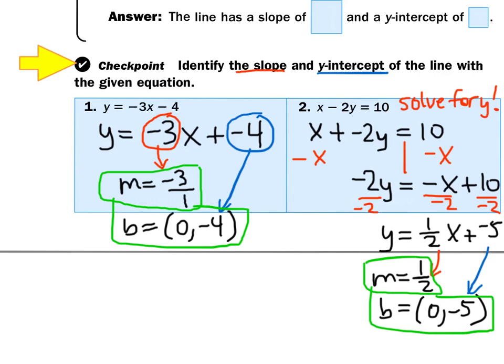And then I look at what's being added. I see that negative 4, and that's my y-intercept. And so I'd write that as a point that I could graph, (0, -4). Okay, take a look at number 2.